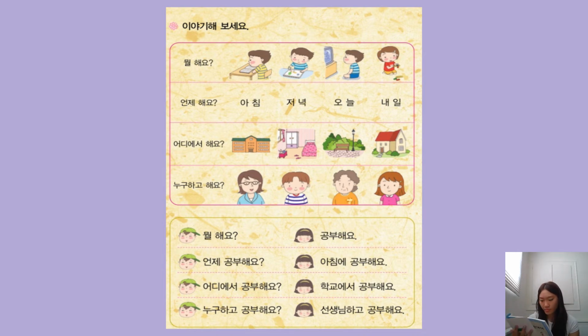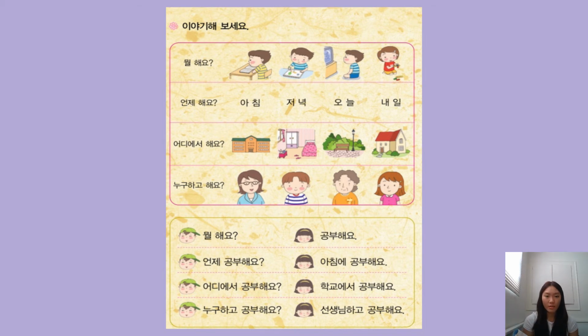Let's do the first one, the boy that is reading. Okay? So we're going to say 뭘 해요? And then the boy that's reading is going to say 책 읽어요. I'm reading a book. 언제 책 읽어요? When do you read? Now I'm going to say in the morning. 아침에 책 읽어요. 어디에서 책 읽어요? Where do you read? I'm going to say at school. So 학교에서 책 읽어요. 누구하고 책 읽어요? Who do you read with? I'm going to say I read alone. So I'm going to say 혼자서 책을 읽어요.